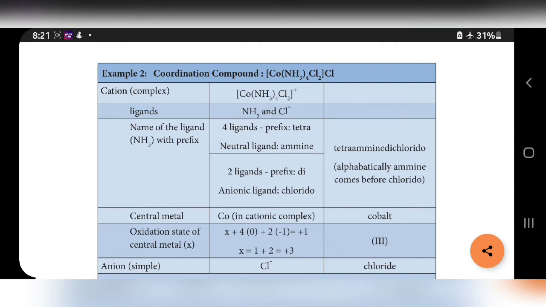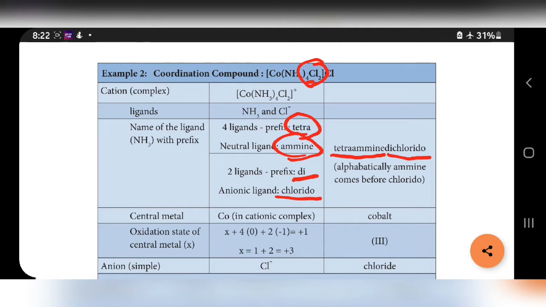Name of the ligand. For NH3, how many NH3 are there? 4 NH3 are there. 4 ligands means we should use tetra. NH3's name is amine, so it is called tetramine. And this type of ligand is 2, so 2 means di. For chlorine, it is a negative ligand, so the name should end with O, so it is called chlorido. So, dichlorido. The name of the ligand is tetramine dichlorido. Alphabetically, amine comes before chlorido, A comes first.